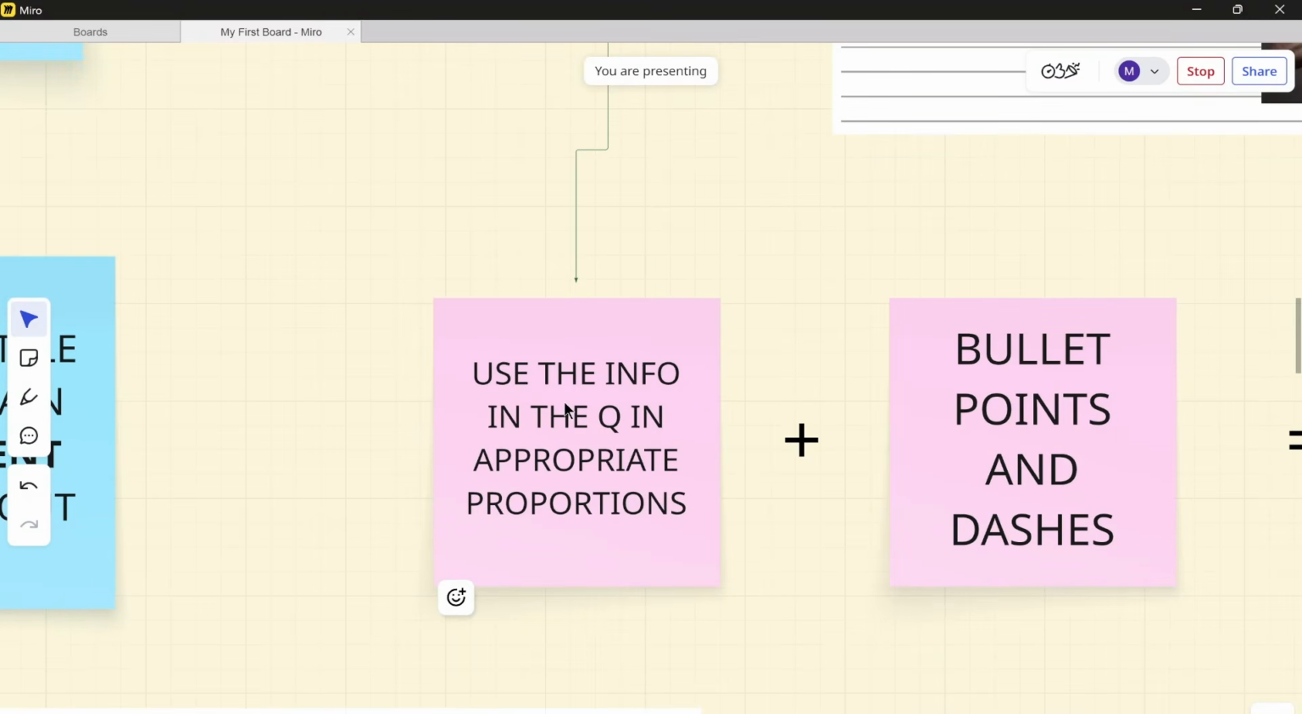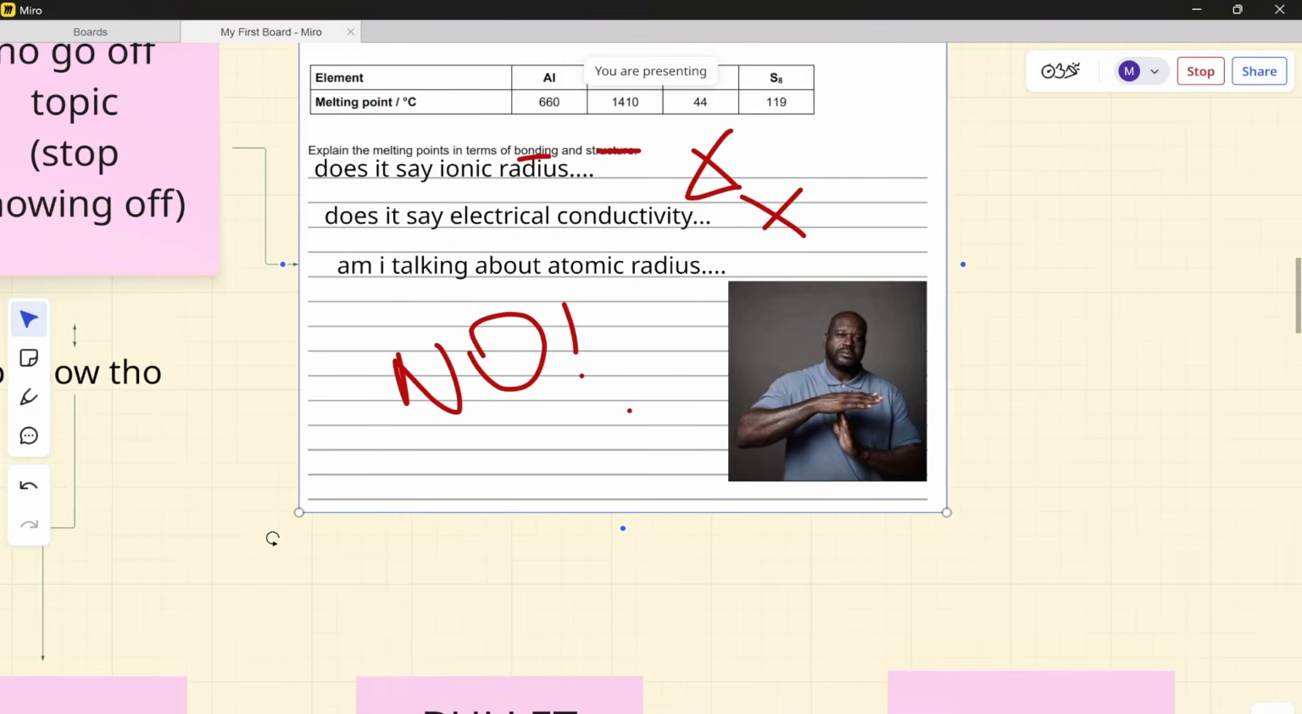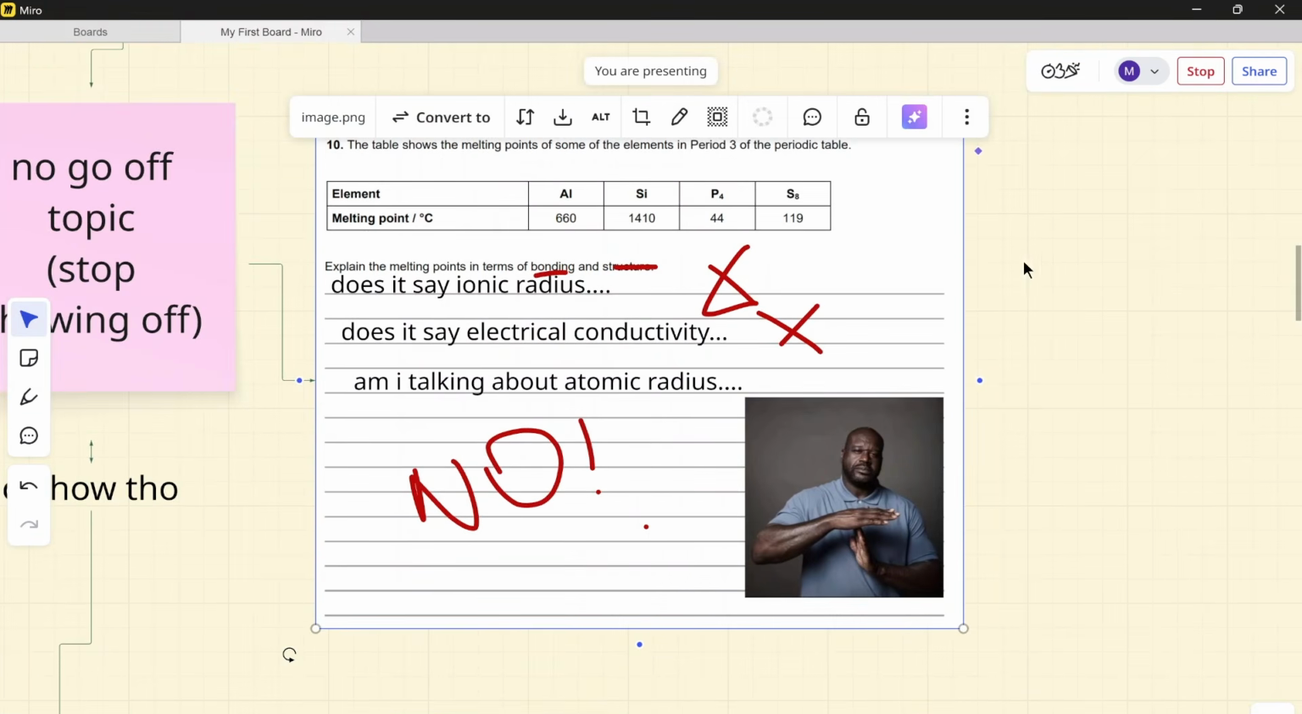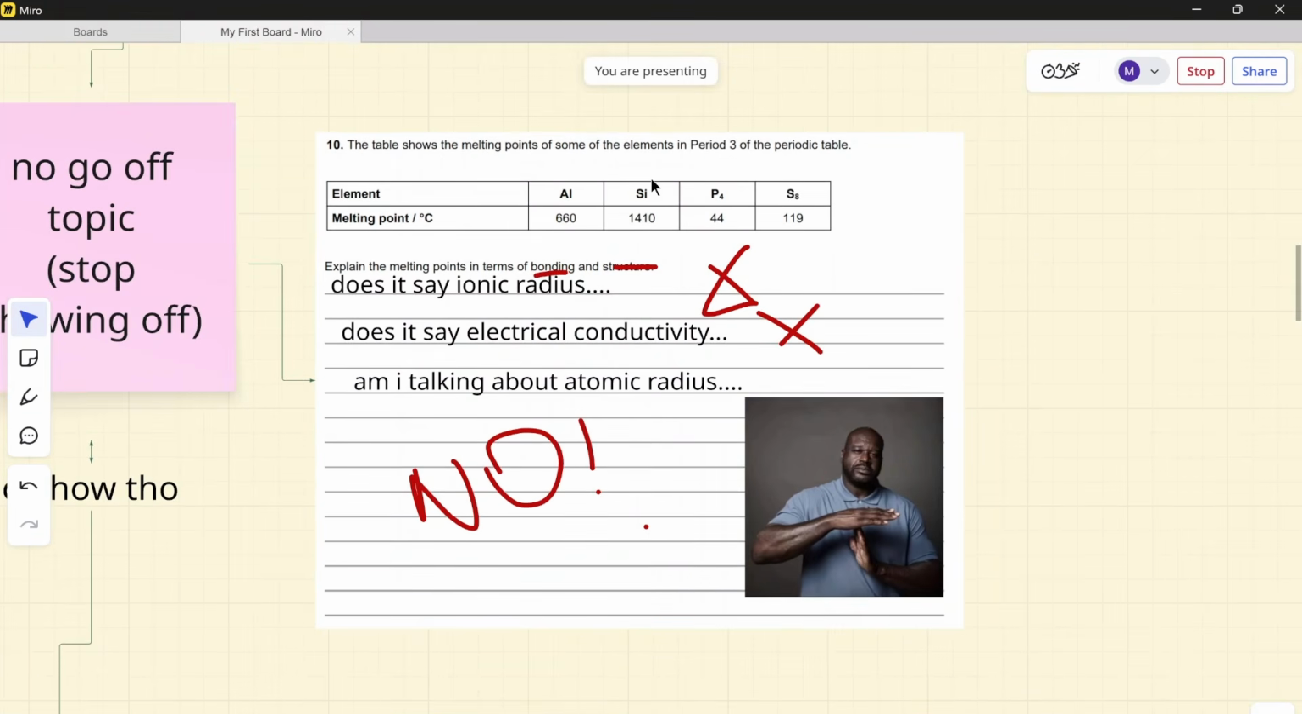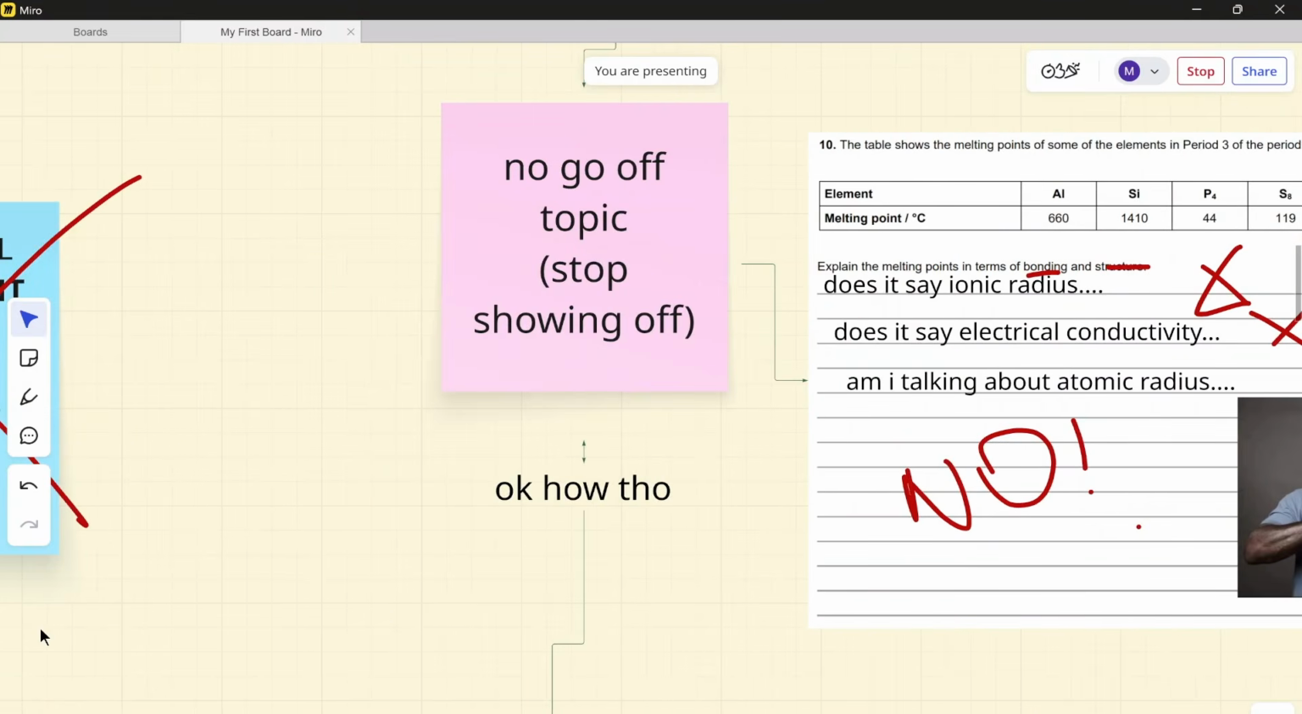So the first thing is to use the information in the question in appropriate proportions. Let's just use this question here as an example. You can see here, we've got the question and we have 4 pieces of information, right? That doesn't mean I'm going to zoom in on, let's say, silicon and talk about its amazing giant covalent structure. No, I'm going to talk about each thing with due respect. I'm going to talk about each thing maybe twice. I'm not going to focus on one thing. I'm going to speak about everything, each piece of information that I have, equally according to how many marks the question is. Let's say if I have 3 pieces of information and the question is 6 marks, that means I'm going to speak about each thing twice to ensure that I've covered all my bases, right? So that's the first thing to ensure that you don't go off topic.